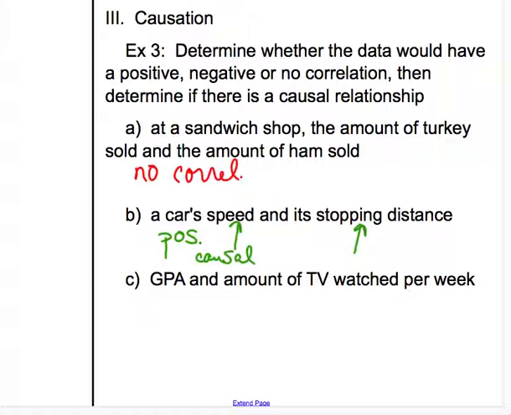For C, GPA and amount of TV watched per week. This, I would assume, would be a negative correlation because as the amount of TV you watch increases, I would assume your GPA would decrease because you're not spending time studying and doing homework. And in this case, I would say it could be a causal relationship. The amount of TV watched causes your GPA to decrease, but it could be a third factor in your study habits and your time management skills. So in this case, I would say there is probably no causal relationship. Watching TV does not, in and of itself, cause your GPA to drop.